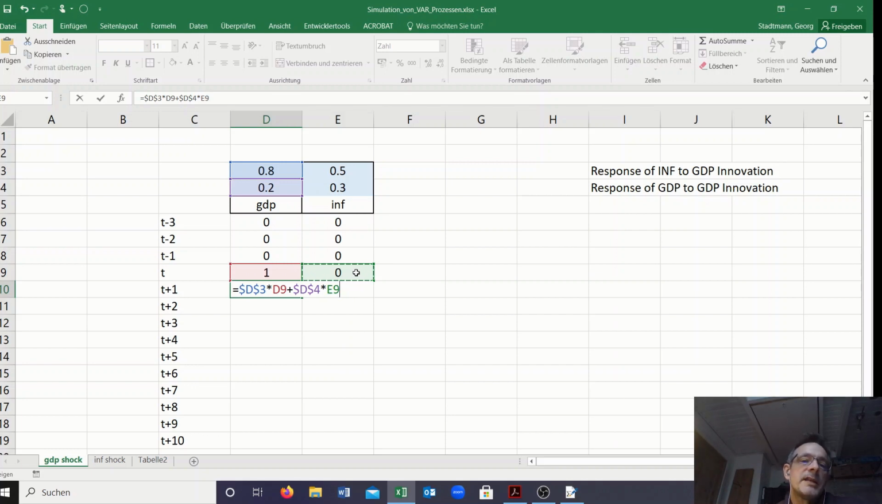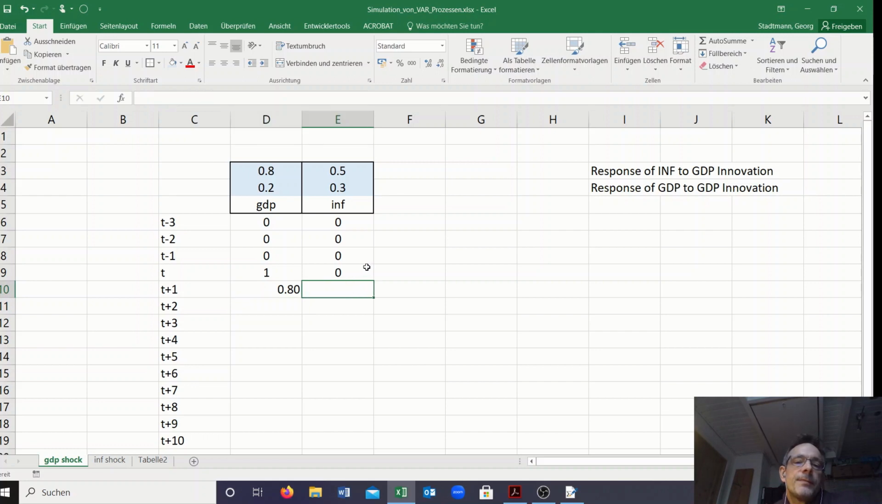When I press OK now, the value in cell D10 should be equal to 0.8 because the GDP shock will to some extent be digested, and the inflation rate in period T is equal to 0. So cell E9 does not influence this result. So this is indeed equal to 0.8.